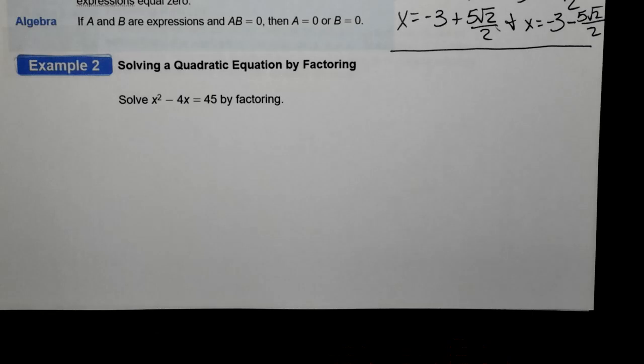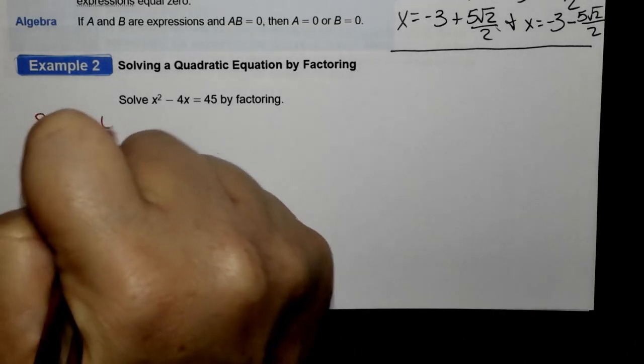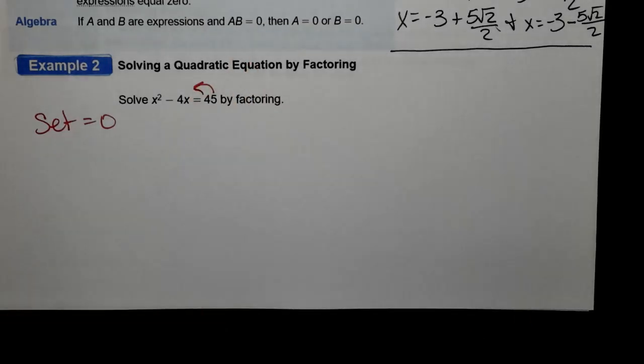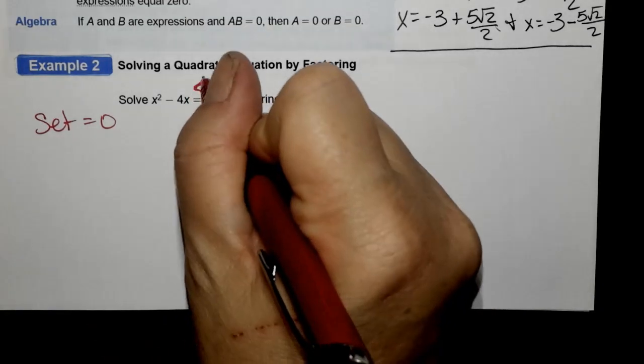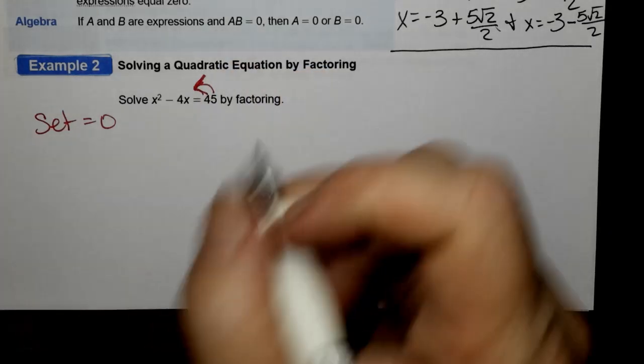All right, let's move on to example 2, solving a quadratic equation by factoring. In order to solve a quadratic equation, our first step is always to set it equal to 0. So I need to take this 45 and move it to the other side. How can I do that? I can subtract it. 45 minus 45 is 0.